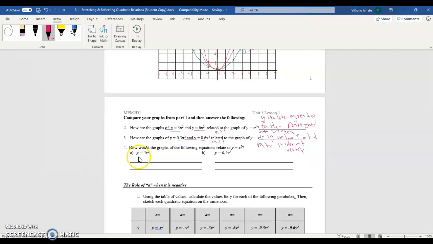So if we look at question number 4 here, how would the graphs of the following equations relate to y equals x squared? Well, if you were to plot y equals x squared and compare it to 5x squared, we'd look over here, our a is 5. So that means our a is larger than 1. So we know that this graph here is going to be narrower at the vertex than y is equal to x squared.